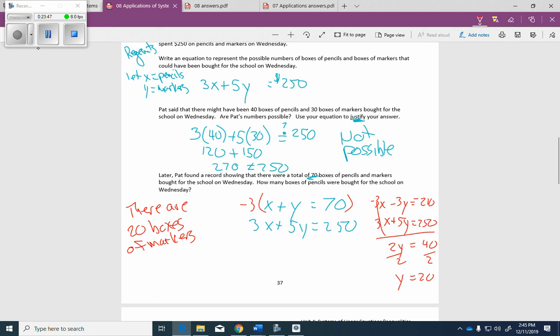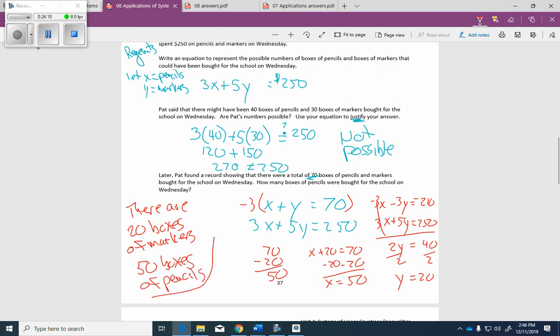If there's 70 boxes in all, I could just do 70 minus 20, right? Or I could have plugged it into the equation. I could have written x plus 20 equals 70, subtract 20, x equals 50. So there are 50 boxes of pencils.